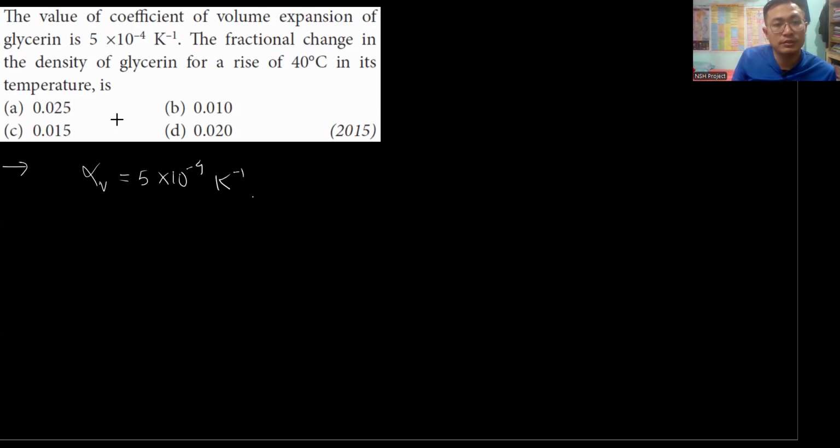The fractional change in the density of glycerin for a rise of 40 degrees Celsius. We need delta rho by rho. Delta t is 40 degrees Celsius. So simple. We know delta v upon v is equal to alpha v delta t.